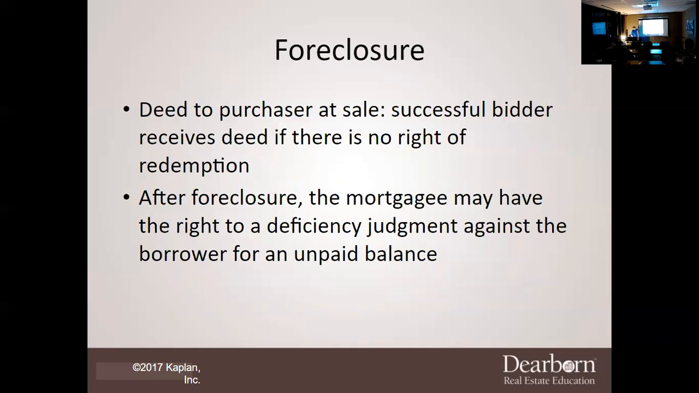Now, a deed to purchaser at sale, it's where the successful bidder receives the deed if there is no right of redemption. So in Texas, when a foreclosure occurs and that final hammer comes down, it's sold. It's done, okay? After the foreclosure, the mortgagee may have the right to a deficiency judgment. That's where I said y'all would have sued the borrower for any unpaid balances, okay?